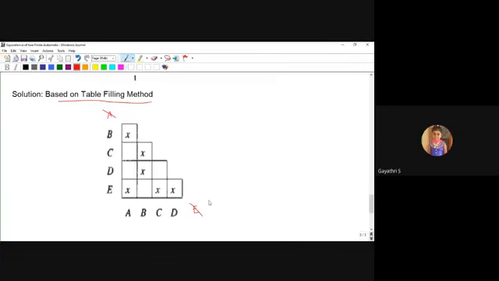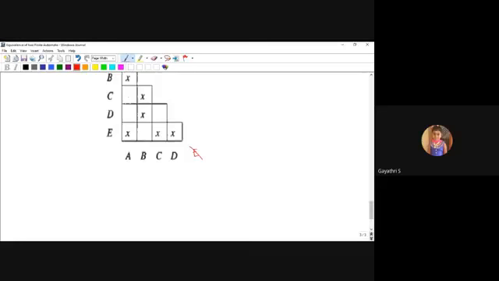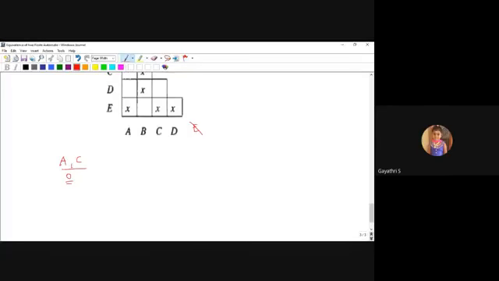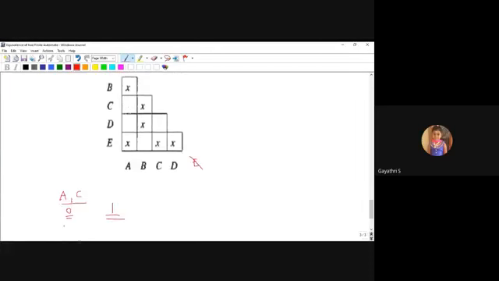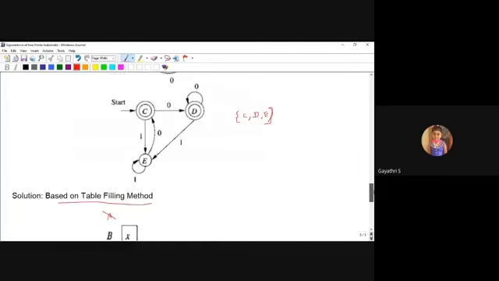In step number 2, choose the unmarked pairs. For example, I am choosing the unmarked AC pair, right? AC. Then the transition on both, on 0 and on 1. So A on 0, A only. A on 0, A only, then C on 0, D only.